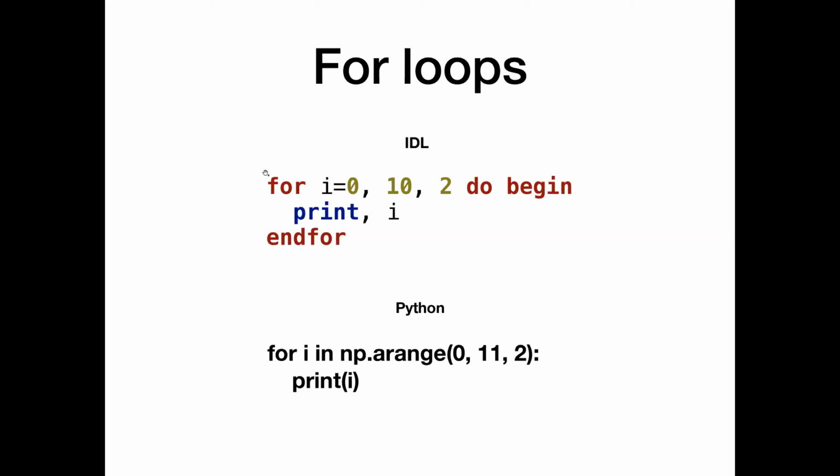One thing to note is that when you do i equals 0 to 10, this is the start value, the end value, and then the steps. And to do the same thing in Python, we use np.arange. So we have the start value, the end value, and the steps. And notice that this is 11. That's because in IDL, this is inclusive, and in Python, this one is exclusive. So technically, these two do the same thing. So if we had 10 here, this would only go up to 9.